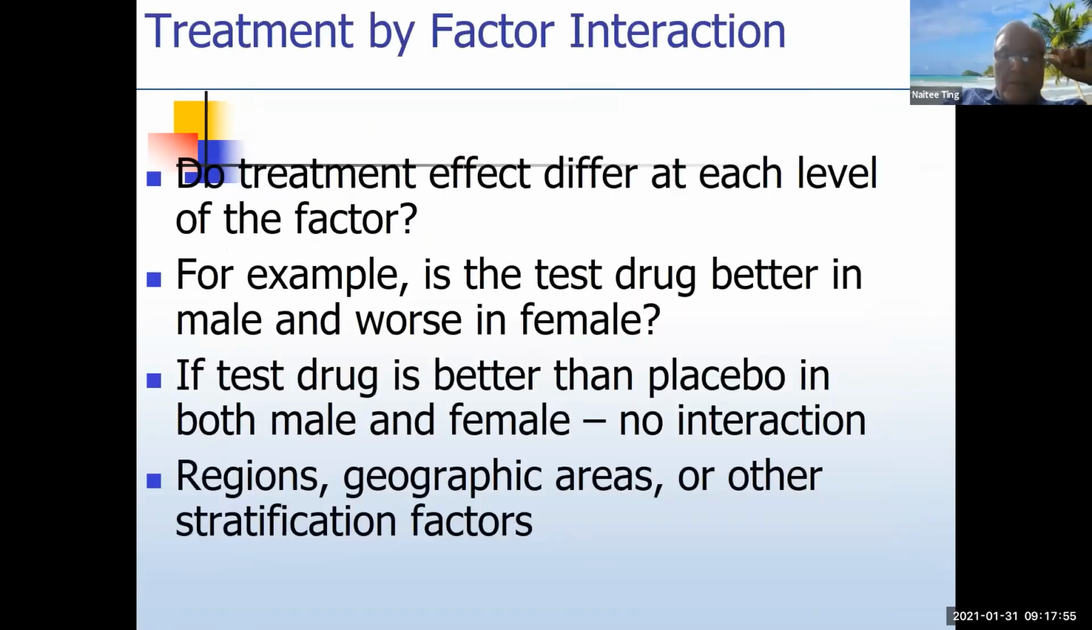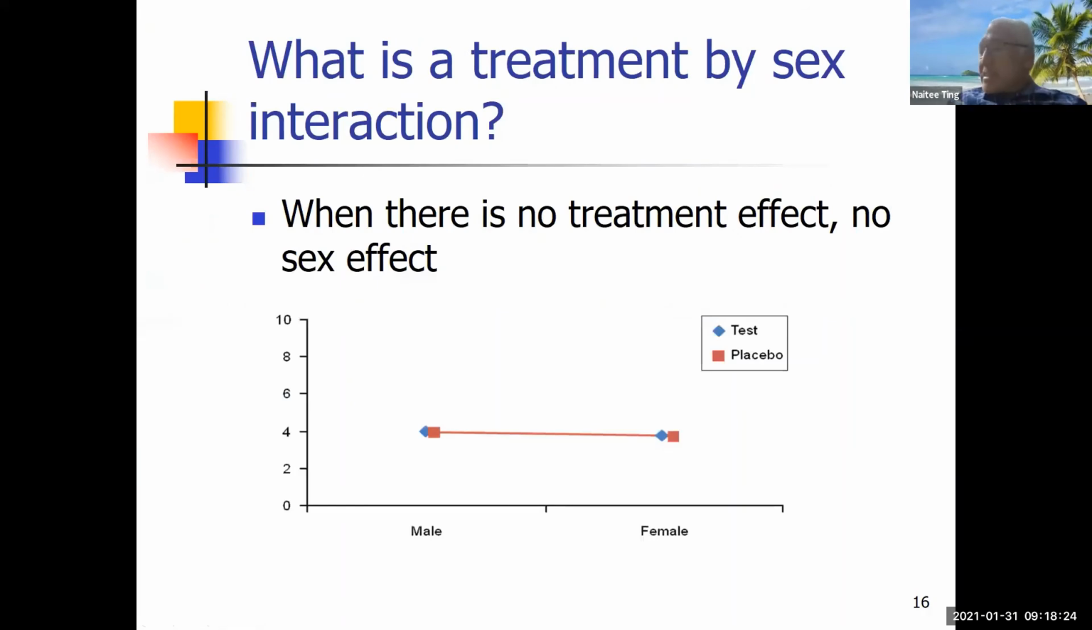Now, what is treatment by factor interaction? Treatment by factor interaction asks whether the treatment effect is different at different levels of the factor. For example, is the test drug better in male and worse in female? If the test drug is better than placebo in both male and female, there's no interaction. Of course, there are other factors, such as region, background medication, smoking status, and all those kinds of things. So let's just look at what it means by treatment by sex interaction.